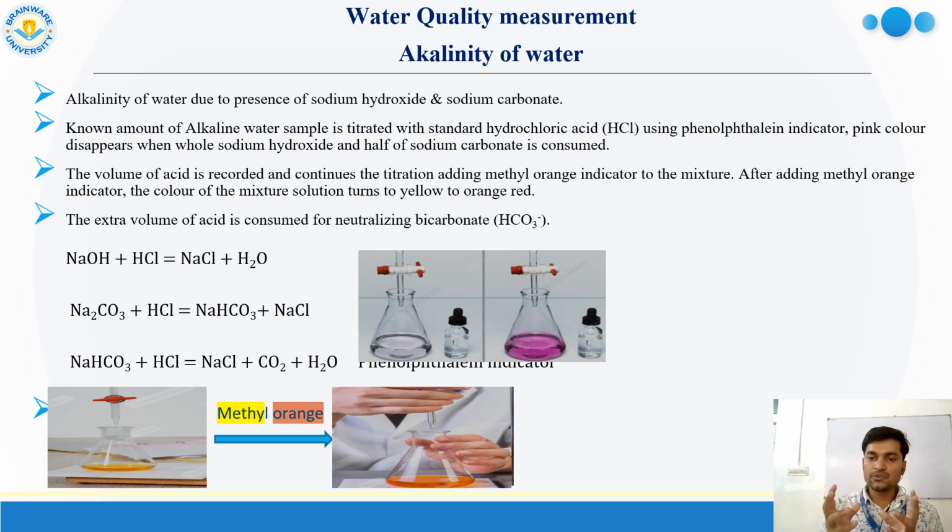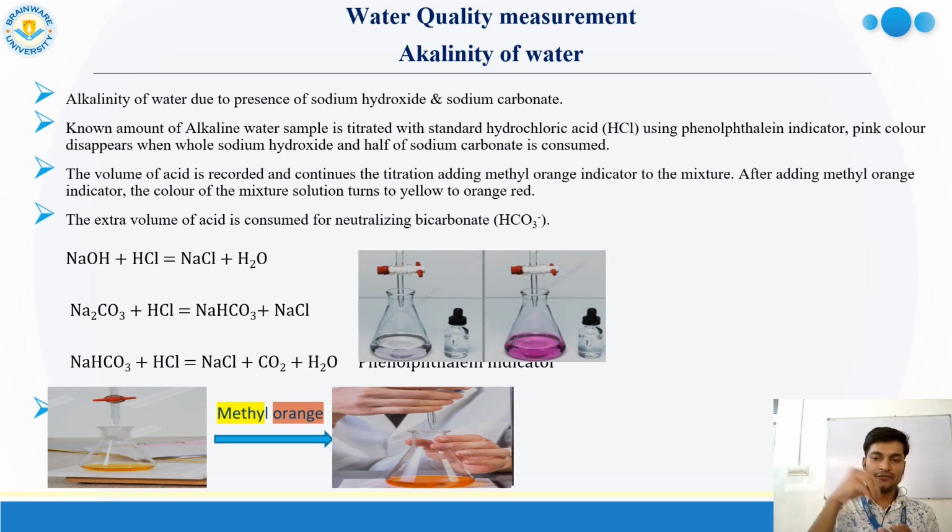So how much sodium hydroxide and how much sodium carbonate is present within your water can be measured by a simple acid-base titration, where we use two types of indicator: one is phenolphthalein indicator and the other is methyl orange indicator. For doing so, we have to take a conical flask, where we take a known amount of alkaline solution, and that alkaline solution is titrated against known strength HCl solution using phenolphthalein first.